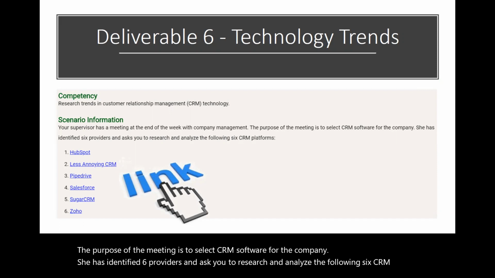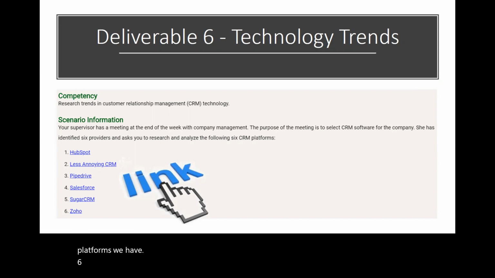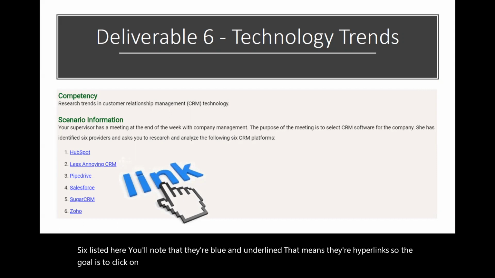We have 6 listed here. You'll note that they're blue and underlined. That means they're hyperlinks. So the goal is to click on each one of those and read the content.